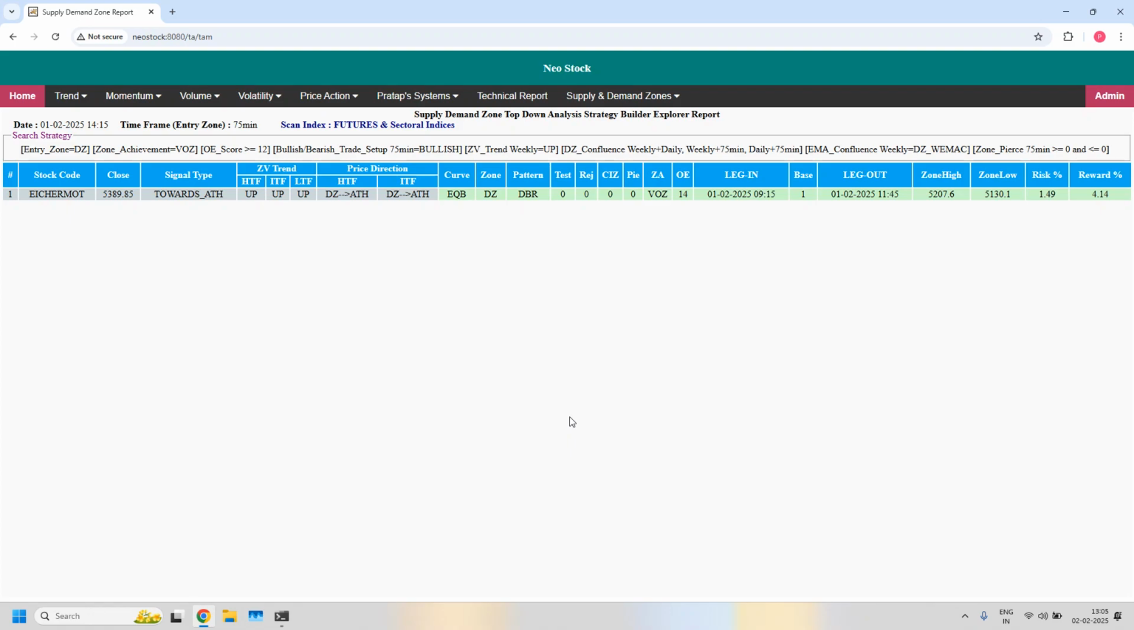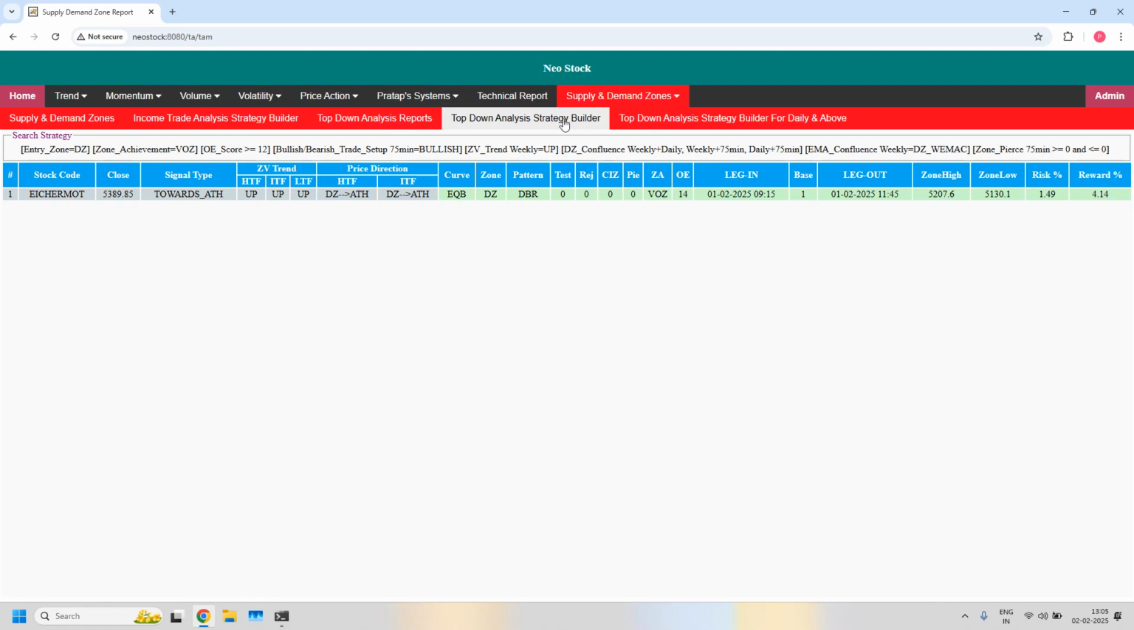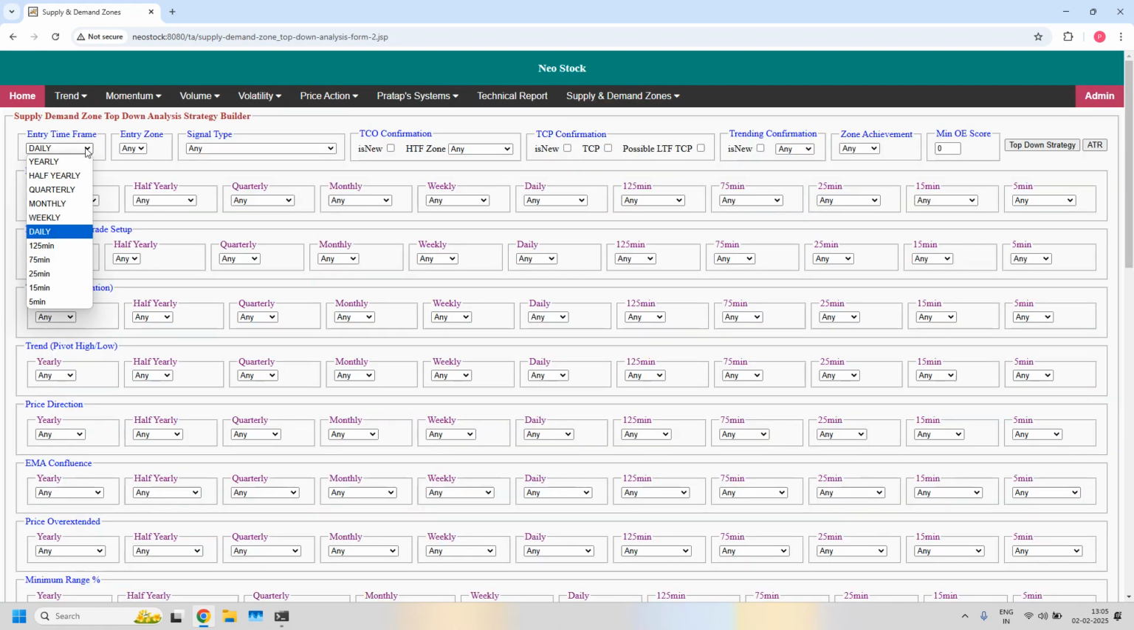Okay, this is about bullish trade setup for weekly income trade. Next, bearish trade setup for weekly income trade. Entry time frame is 75 minutes. Entry zone is supply zone. And in bullish or bearish trade setup at entry time frame 75 minutes, I am selecting bearish. Now we are generating bearish report.